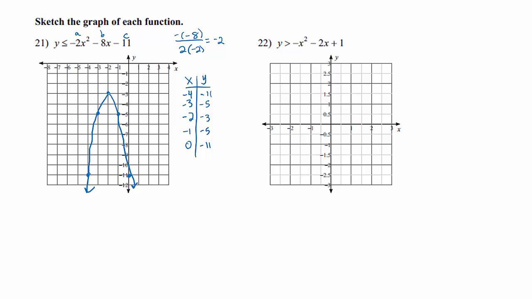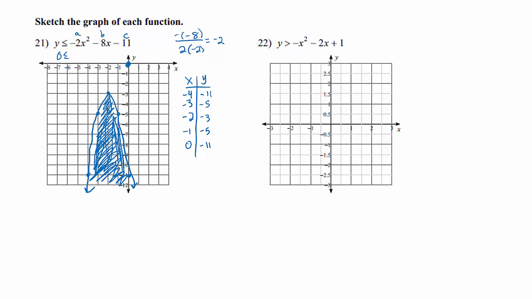This is less than my parabola. Now, if that was not something that we knew or that made sense, the other way is to pick a point. 0, 0 is an easy one to pick, and plug it in up here and see if it's true or not. 0 is less than or equal to -11. Is that true? No, it's not.